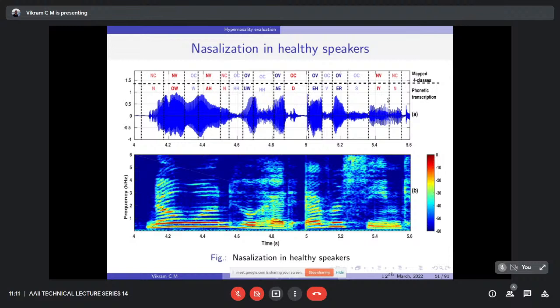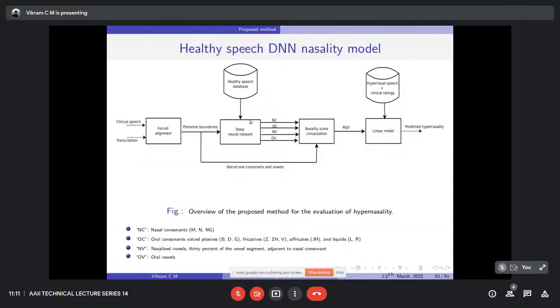So we thought that we can develop a 4-class classifier: nasal consonant, nasalized vowel, that is, a vowel adjacent to the nasal consonant that also has some nasal properties, oral consonant, and oral vowel. Like this we made 4 different classes, and we trained a 4-class deep neural network classification system.